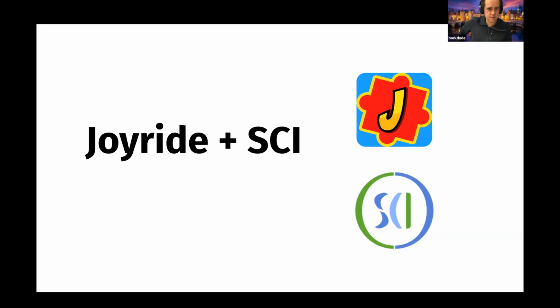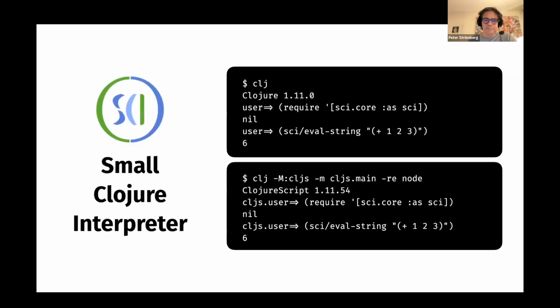Yeah, maybe the next slide. So what you can see here, if you have SCI as a dependency, you can go into a Clojure REPL and require sci.core and then evaluate a string "(+ 1 2 3)". And you can do exactly the same thing in ClojureScript. So you see a Node REPL on the bottom. It's exactly the same interface.